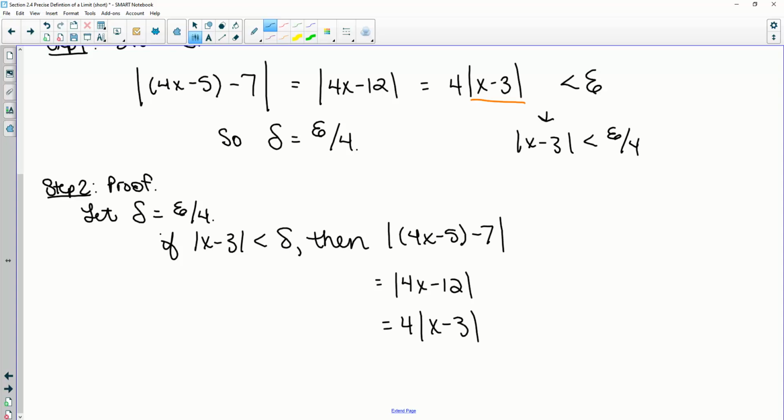Okay, so everybody with me so far? But if the absolute value of x minus 3 is less than delta, then this has to be less than 4 delta, because I went back and used this. I have an absolute value of x minus 3, and I know that that thing is smaller than delta. So 4 times that would have to be smaller than 4 times delta. Okay, that's good. Look back at our goal.